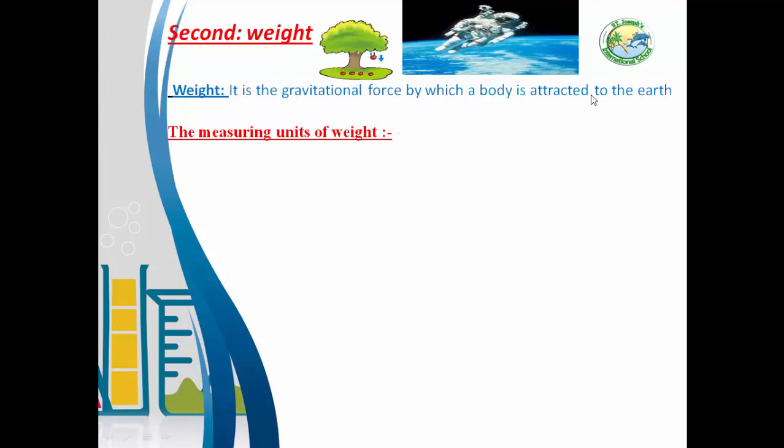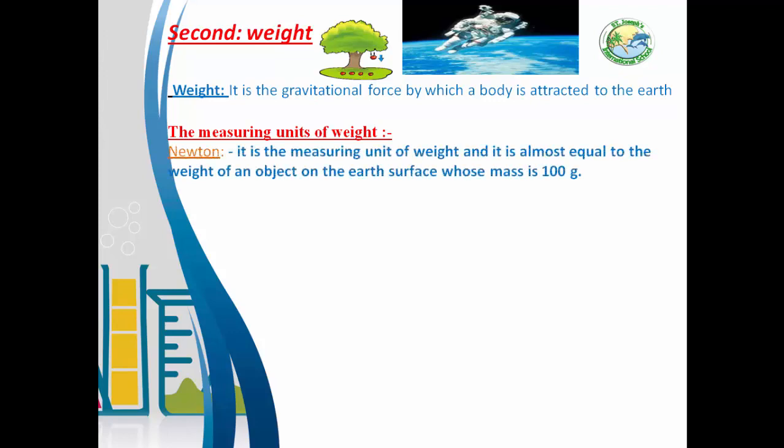What is the measuring unit of weight? The measuring unit of weight is Newton, named after the scientist Isaac Newton, who discovered gravity. One Newton is almost equal to the weight of an object on Earth whose mass is 100 grams.